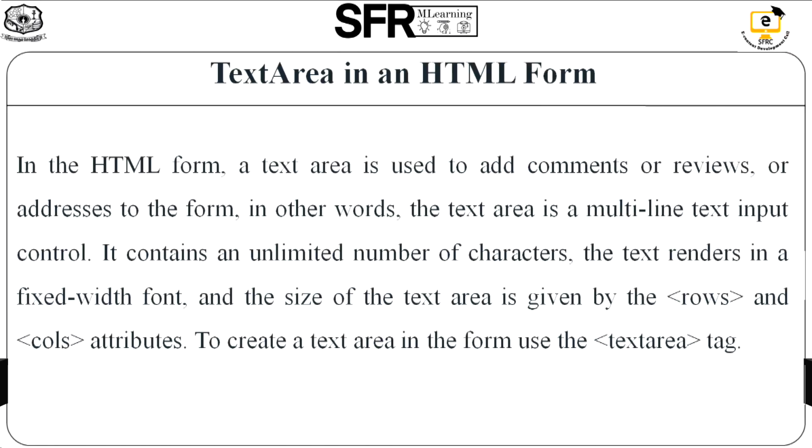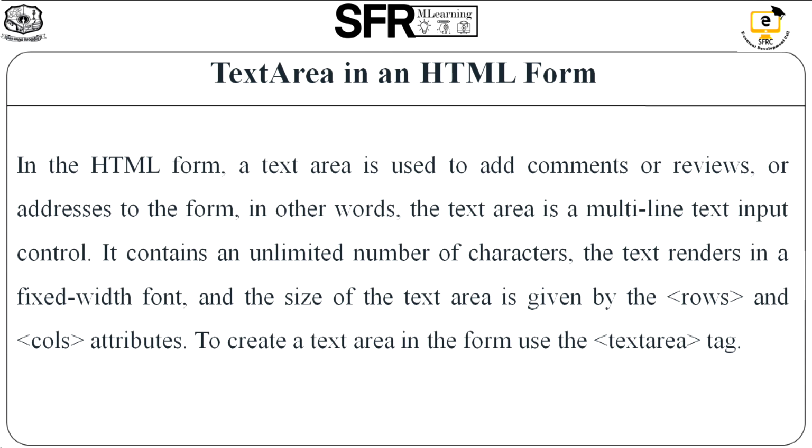Now let us see the text area element in an HTML form. In the HTML form, a text area is used to add comments or reviews or addresses to the form. In other words, the text area is a multi-line text input control. It contains an unlimited number of characters. The text renders in a fixed width font. The size of the text area is given by rows and cols attributes.